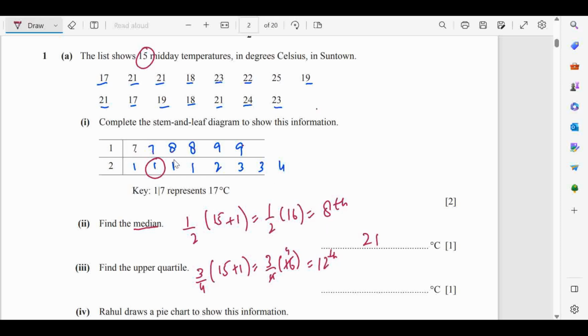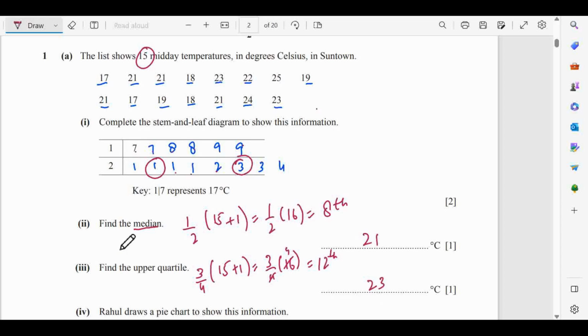Now let's see the 12th data. This one is 8, 9, 10, 11, 12. So this will be the 12th. Counting again: 1, 2, 3, 4, 5, 6, 7, 8, 9, 10, 11, 12. This will be the 12th data. So the 12th data is 23. So 23 will be the upper quartile.